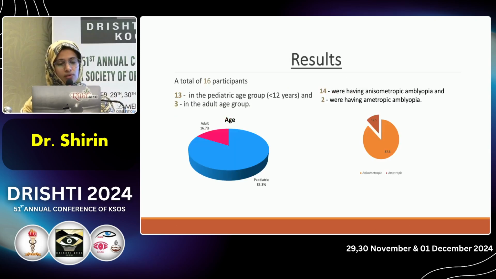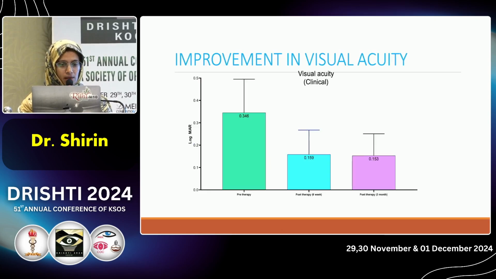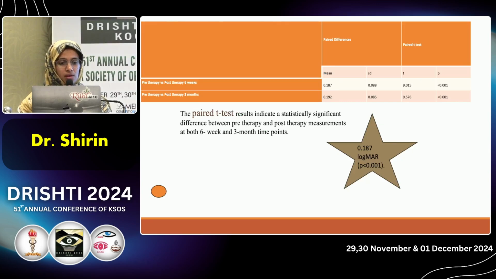Results: out of 16 participants, 13 were in the pediatric age group, that is less than 12 years, and 3 were in the adult age group. 14 of them had anisometropic amblyopia and 2 had ametropic amblyopia. Regarding improvement in visual acuity, all of our participants showed improvement. The pre-therapy visual acuity was 0.346 logMAR, and post-therapy at 6 weeks it was 0.159 logMAR, and it was maintained at 3 months. The paired t-test showed statistically significant improvement in visual acuity.